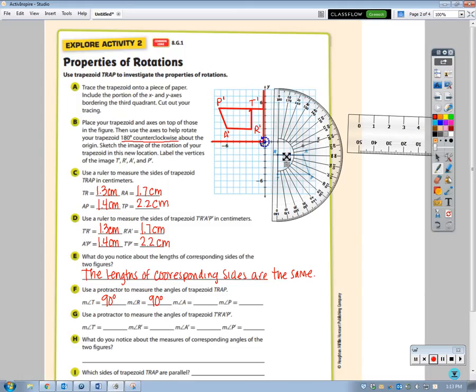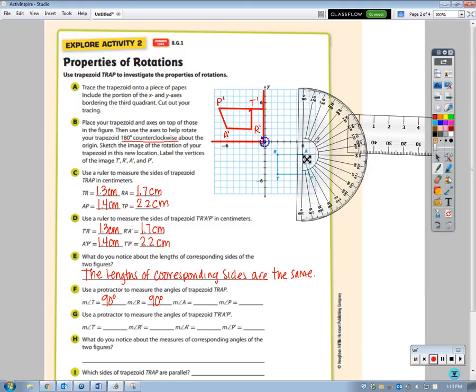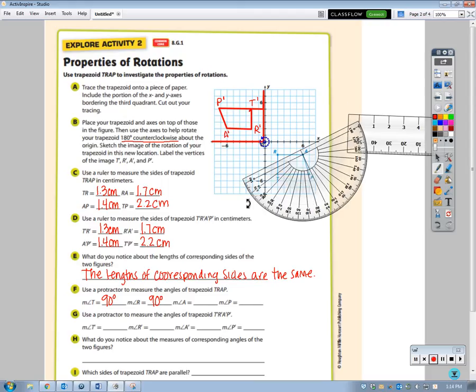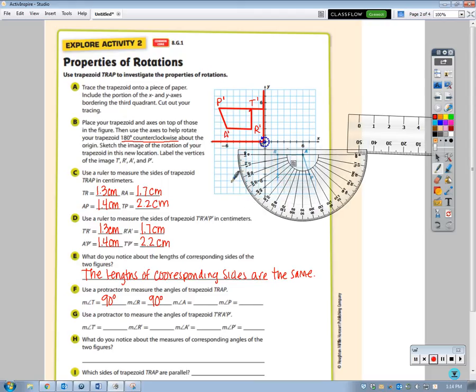Measure angle A, which is not a 90-degree angle. It is an obtuse angle, so it should be greater than 90. And we're looking at about 110. Right? Looks like it's about 110.